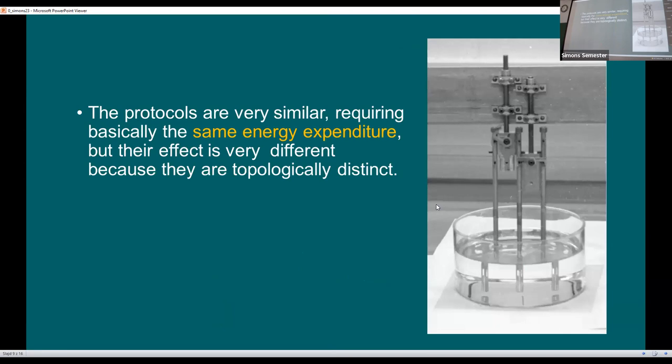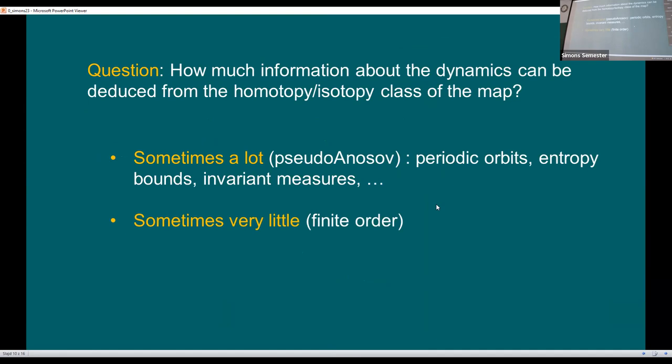But here's the question that lies behind all of the talks: how much information about the dynamics can be deduced from a homotopy class or an isotopy class? So in this fluid motion, I've ignored completely the equations, and all I'm understanding is the isotopy class relative to the stirrers. So the question is, can I pull out dynamical information from that or not?